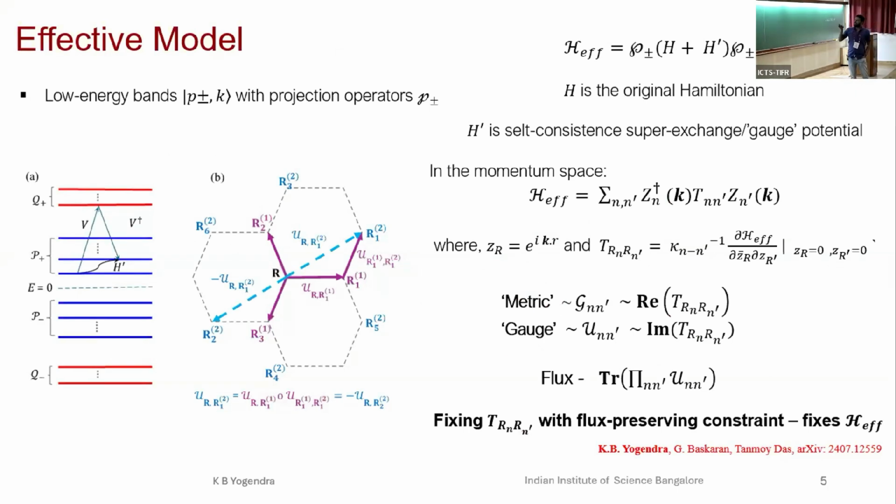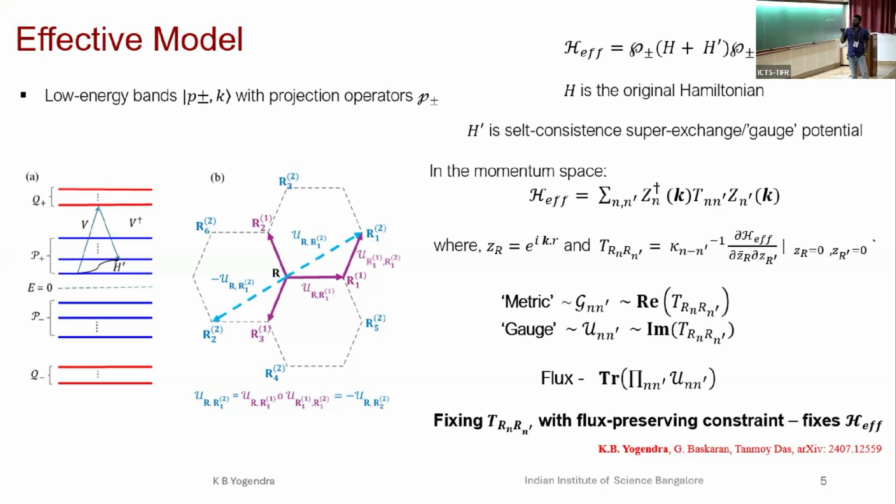I may not need this much for the Majorana construction. The general procedure is to take the original Hamiltonian and construct a self-consistent super exchange kind of potential H prime, and then project out to give rise to the effective Hamiltonian. Let's say I'm considering p bands in the conduction band and p bands in the valence band. In this model, we have particle-hole symmetry, so they have an equivalent number.